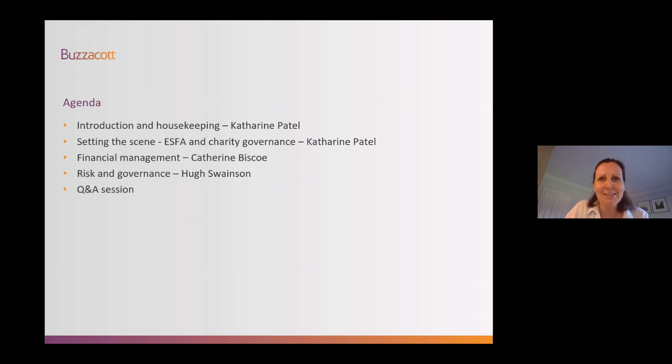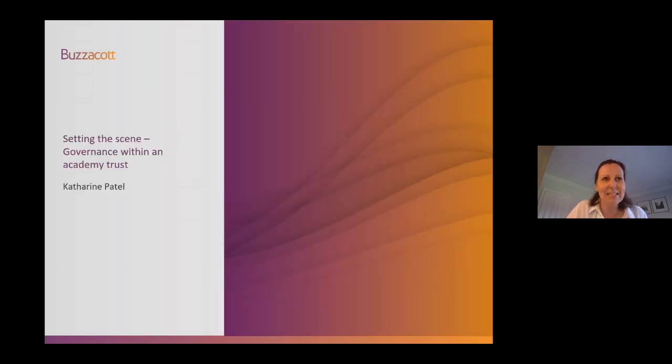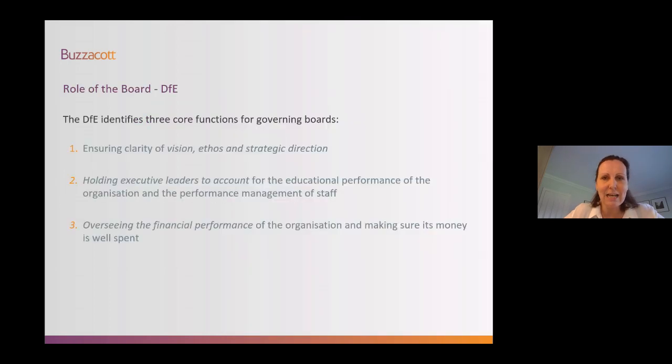So let's make a start. As I said, I'm going to start with some scene setting in terms of what it is that dictates the governance of an Academy Trust, and there are numerous documents here that are relevant, both from the public sector side, the education side, and also from a charity perspective as well.